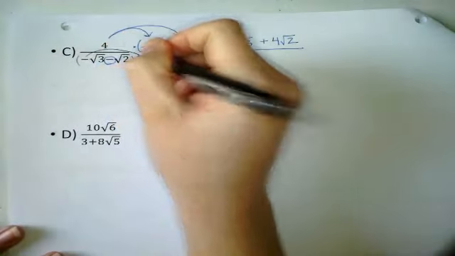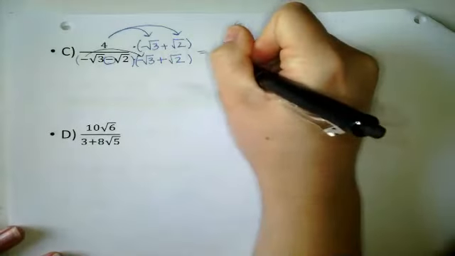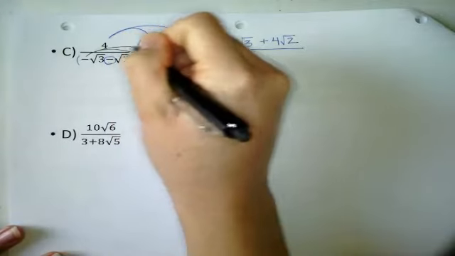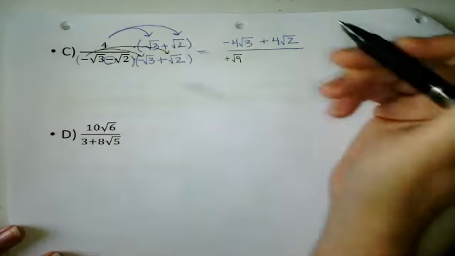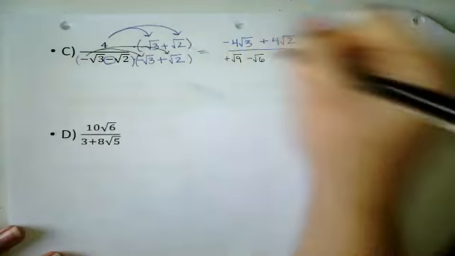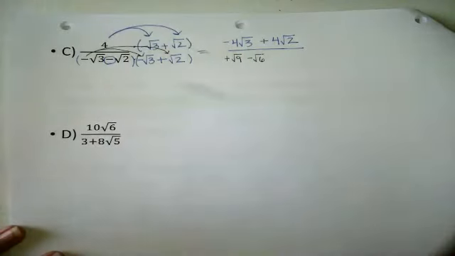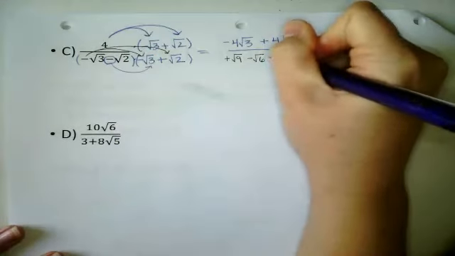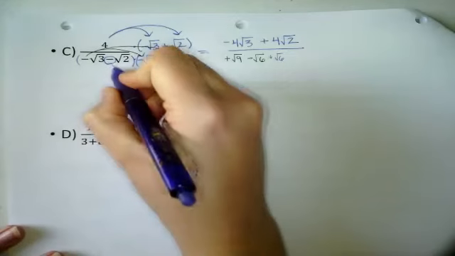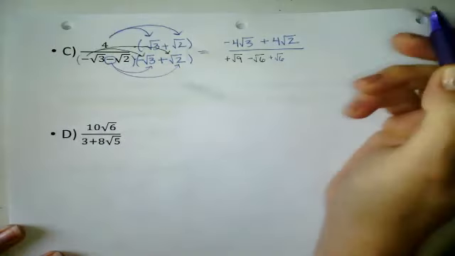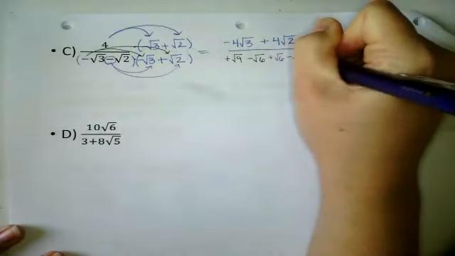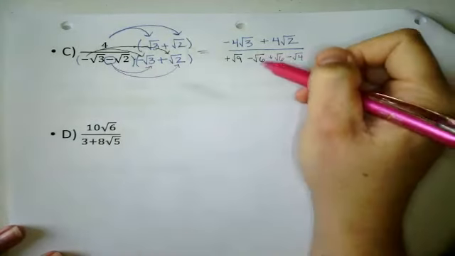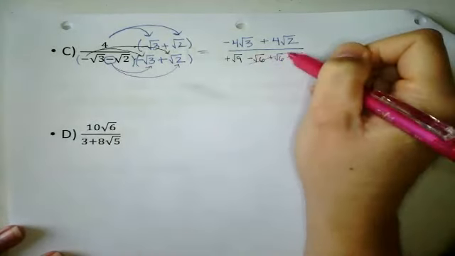Negative radical 3 times negative radical 3 is positive radical 9. Negative radical 3 times positive radical 2 is negative radical 6. Negative radical 2 times negative radical 3 is positive radical 6. And negative radical 2 times positive radical 2 is negative radical 4. You'll notice that the negative radical 6 and positive radical 6 make a 0.